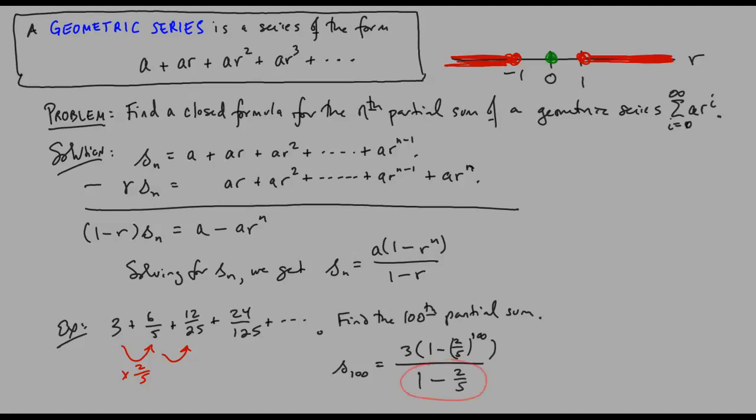Well, 1 minus 2/5 is 3/5, and dividing by 3/5 is like multiplying by 5/3, so that's going to be 5 times 1 minus 2/5 to the 100th, whatever that is. But that's it. That's the partial sum. So the formula is really easy to use. There's something I want you to notice about this before we get rid of it.